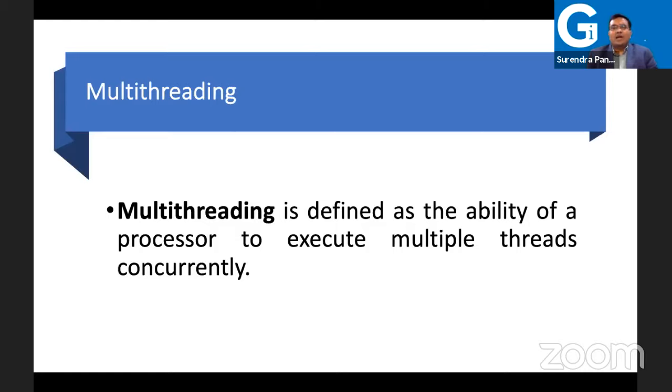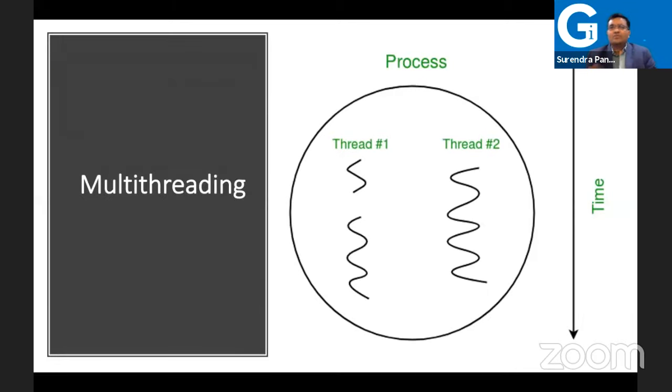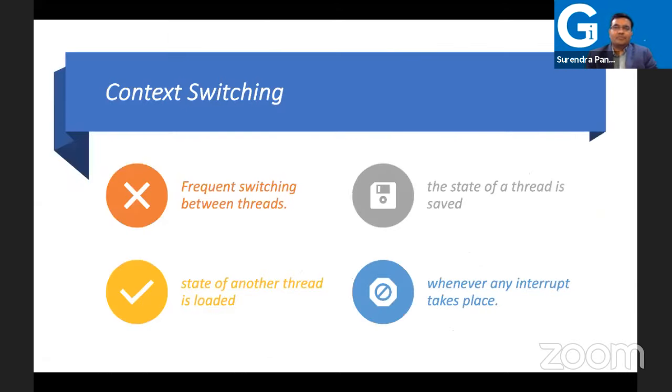Multi-threading is defined as the ability of a processor to execute multiple threads. So if we can execute multiple threads concurrently, it is called multi-threading. We'll be practicing examples of multi-threading here. For instance, you can see this example: there is one process and it has multiple threads, and you are trying to execute them concurrently. That is what you can call multi-threading.